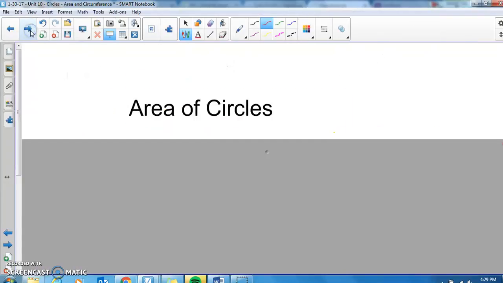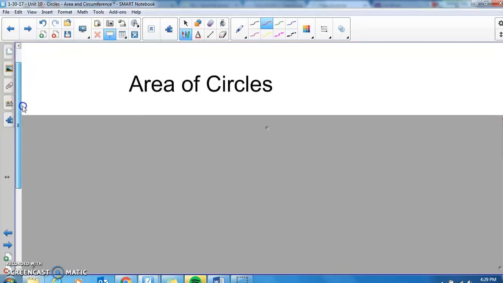All right, so now we're going to move to what is called the area of circles. We all know, or you should know from elementary school and last year in the 6th grade, that the area refers to the inside space that a shape takes up, the amount of space a shape takes.